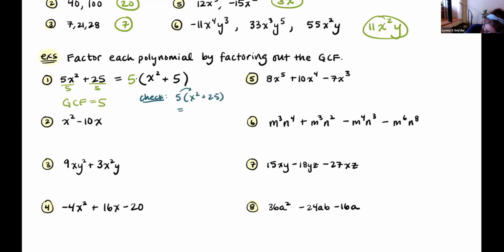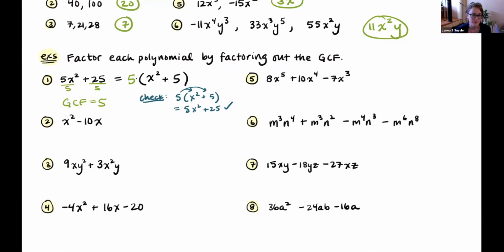Right, so if we distribute the 5 back, oops, I wrote that wrong there. That should be plus 5. So if we distribute the 5 into both the x squared and the 5, we get 5x squared. Sorry, I said 25 again. 5 times the 5 will give us 25 here. And so we got back to where we started from. And so we did a good job.